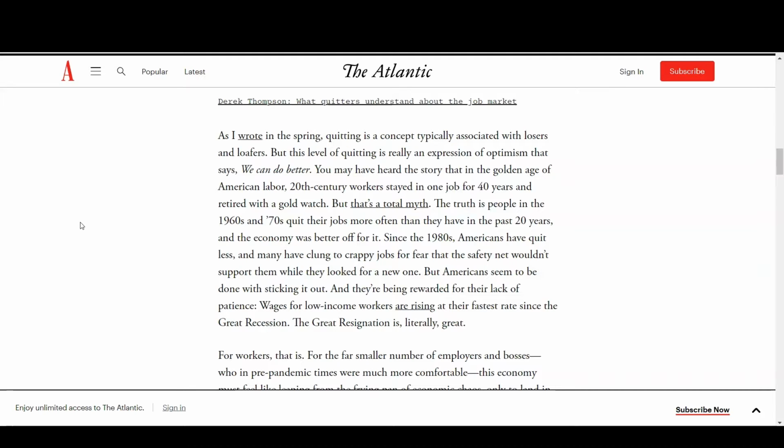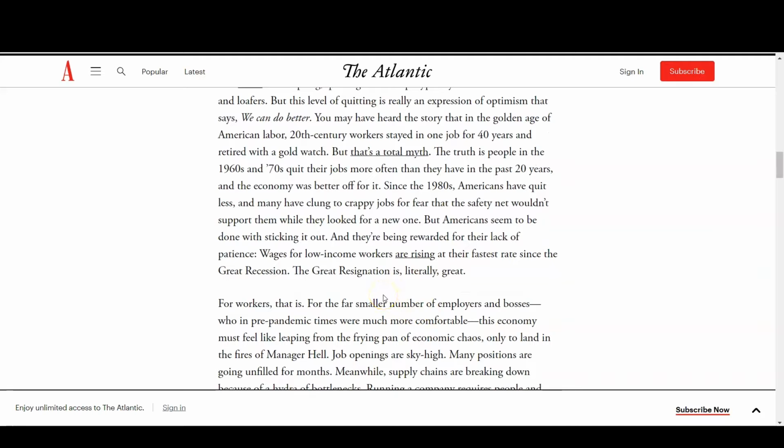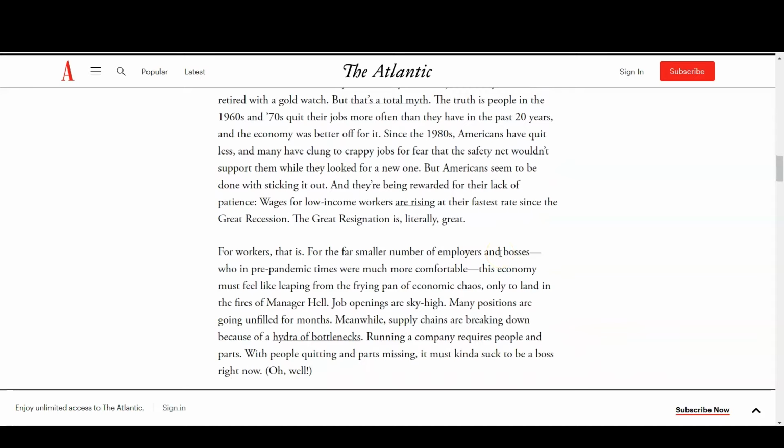And the economy was better off for it. Since the 1980s, Americans have quit less, and many have clung to crappy jobs for fear that the safety net wouldn't support them while they looked for a new one. But Americans seem to be done with sticking it out, and they're being rewarded for their lack of patience. Wages for low-income workers are rising at their fastest rate since the Great Recession. The Great Resignation is literally great.